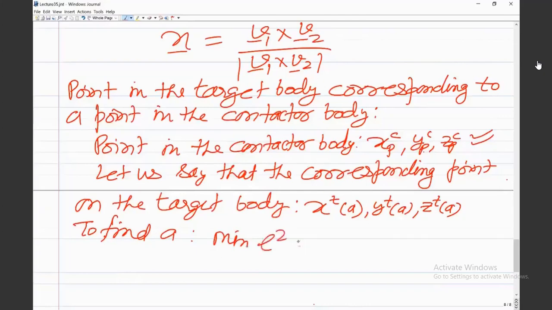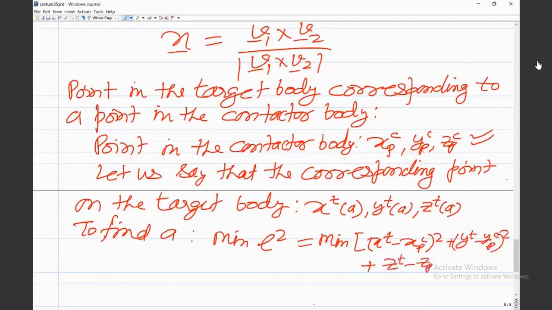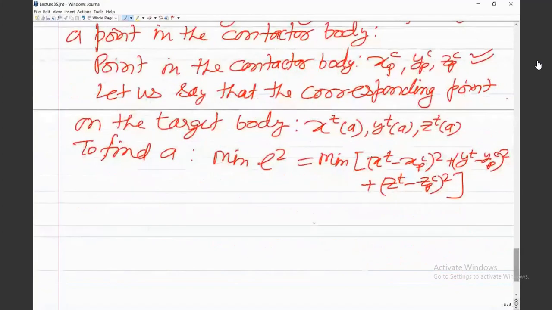So let us say L square, and L square you can write, minimize as XT, that coordinate of the target body, minus XPC whole square. You are writing basically the distance, plus YT minus YPC whole square plus ZT minus ZPC whole square. So you are basically going to minimize this distance. So now for 3D, L square would be a function of A and B. For 2D it would be a function of only A.